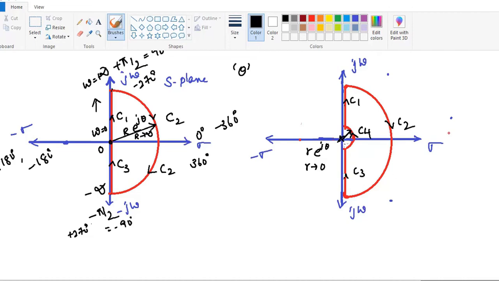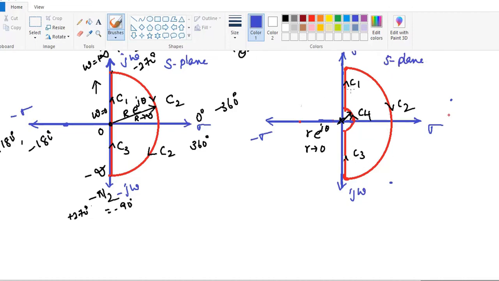but the radius of the section C2 tends towards infinity. So here there are four sections. Section C1 varies from omega equal to 0 to omega equal to infinity. Section C2 varies from plus pi by 2, ending at this particular point, that means minus pi by 2. Section C3 varies from omega equal to minus infinity to omega equal to 0. We can see the radius of section C2 is like this: r into e to the power of j theta when r tends to infinity.